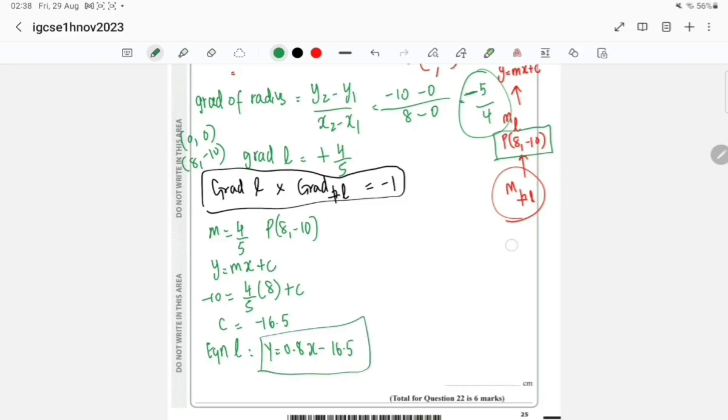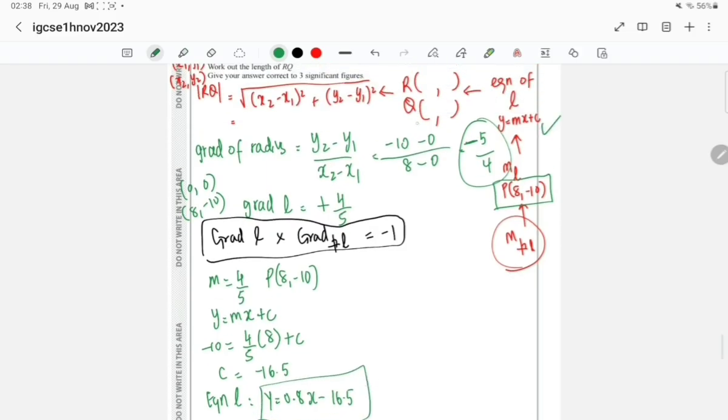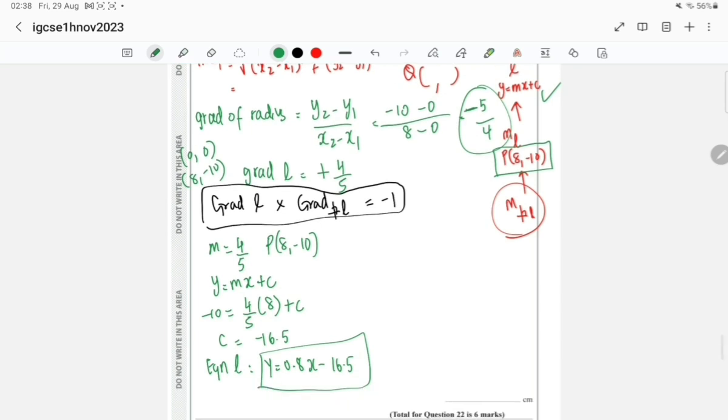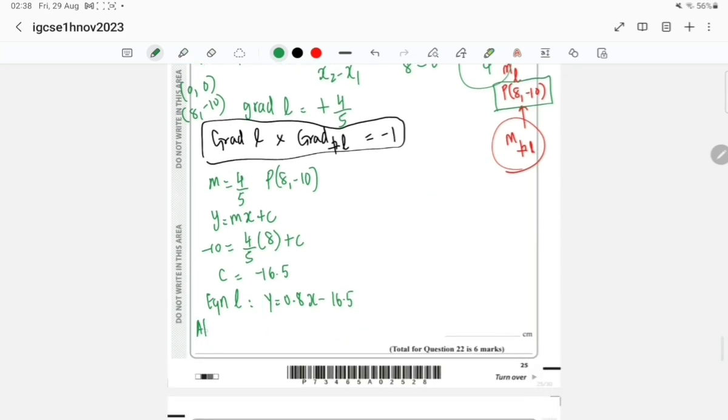Very important. Once I have this equation of L, now I can find my two coordinates. Now, how do I move from here to find my two coordinates? I will say at the x-axis, the equation of the x-axis is y equals 0, right? So I will replace y equals 0 into this equation here. So 0 is equal to 0.8x minus 16.4. So x will be equal to 16.4 divided by 0.8.